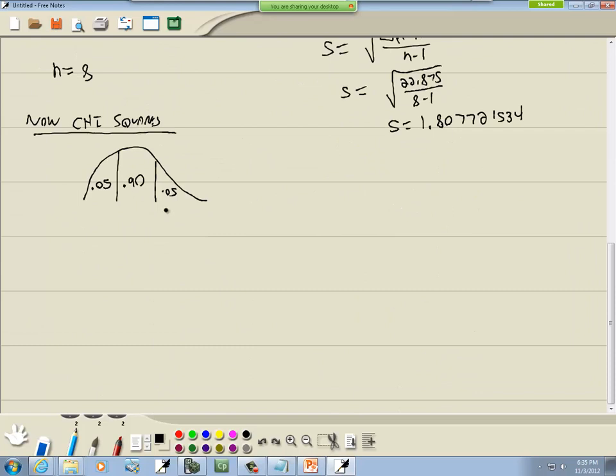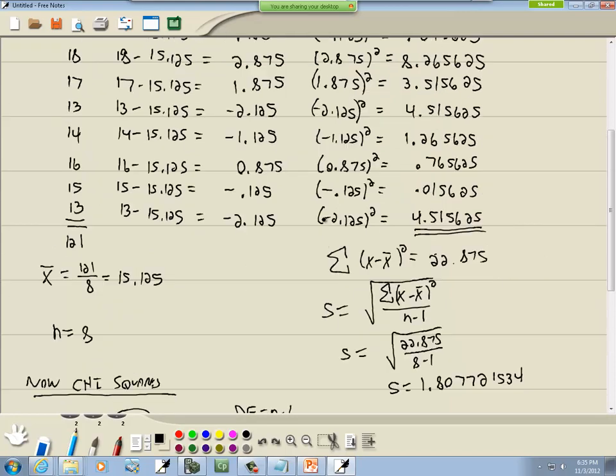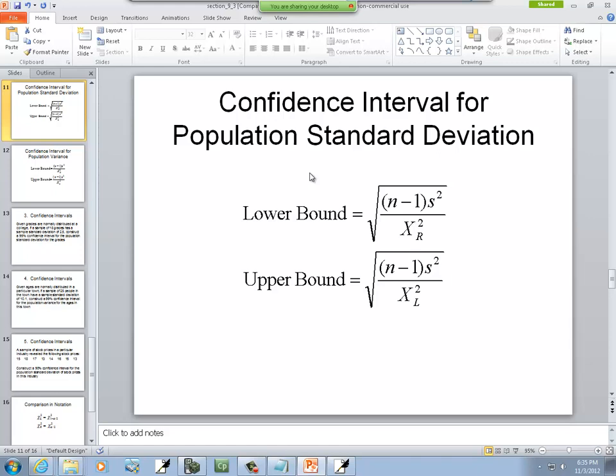Okay. And this again is going to be our right chi-square because it's on the right side. And this one's going to be our left chi-square because it's on the left side. Now our degree of freedom is n minus 1. N is 8, so we got 8 minus 1 or 7. So from our formula for standard deviation, I think that's what it's asking for. Standard deviation. These are the formulas we're going to use. So we need our chi-squares in N and S.